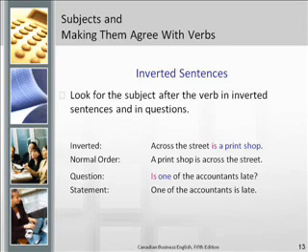The second example shows a question. It can often be difficult to find the subject in questions. So if you change the question to a statement, it's easier to pick out the subject. Consider the question, is one of the accountants late? If you change it into a statement, one of the accountants is late, you can see that is the verb of the sentence and the word one is the subject. Note the preposition of the accountants. Don't select the accountants as the subject of the sentence.